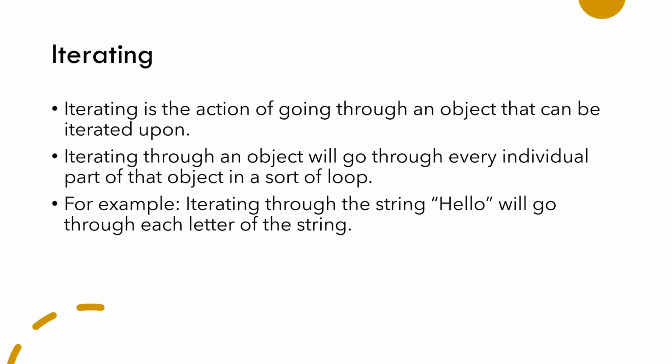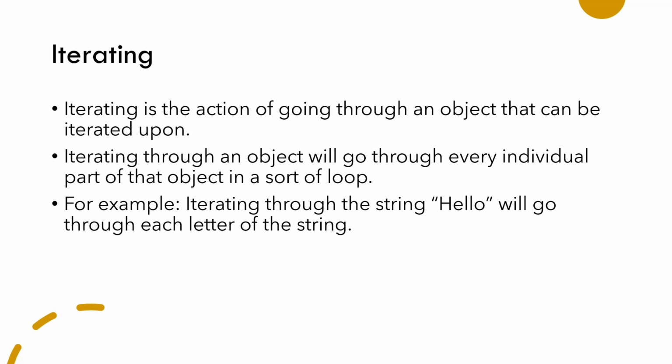Iterating through an object means that you're going to go through every single part of that object in something like a loop. So for example, if you iterate through the string hello, that means you're going to go through each letter of the string in a loop type thing. So you're going to go through H, then E, then L, then L, then O, and then you're done. So that's what iterating is. It means you're going through all of the parts of something. We just need to make sure that's clear because for loops in Python are used to iterate.